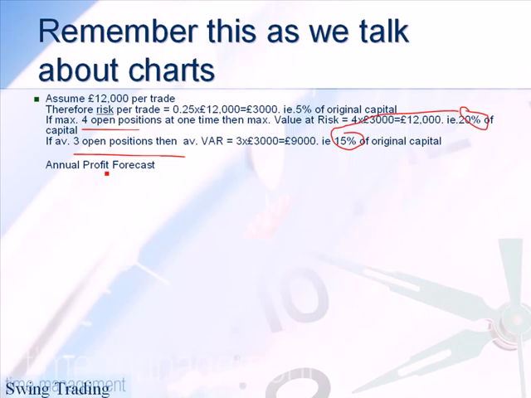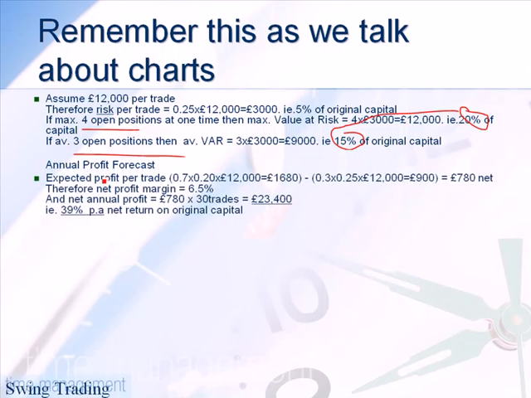Yeah? Now, what might your annual profit forecast look like? Let's say the expected profit per trade is 0.7, because 7 times out of 10 you're correct. You get a 20% return on each one. You got £12,000 per trade, that's £1,680. Yeah, 0.7 times 0.2 times 12,000 equals £1,680.